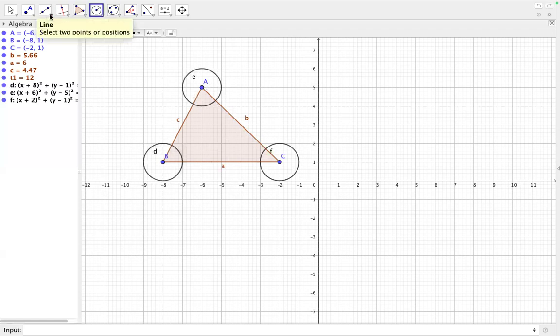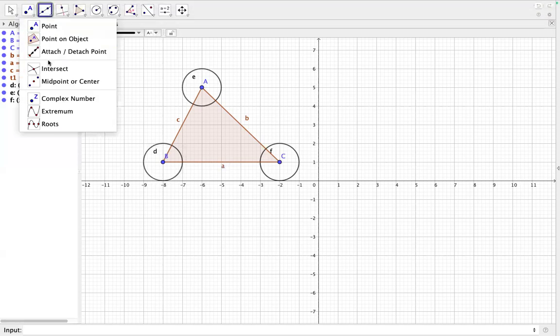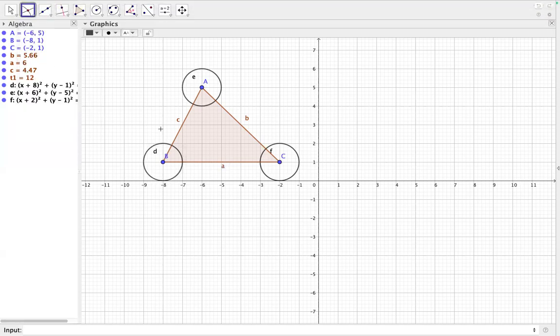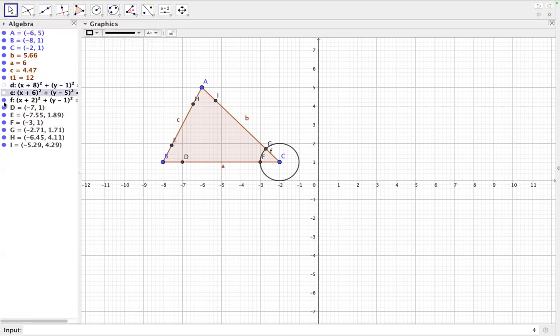Then we are going to go to our intersect tool under point. We'll find the intersection of each side of the triangle and the unit circles. You have to do this for each of them. So we have 2 here, 2 here, 2 here, that's 6 in total. After that, we can remove the circles by selecting them from the algebra view.